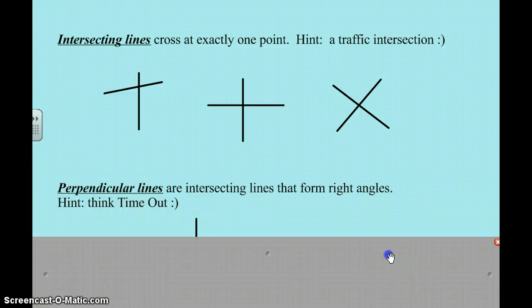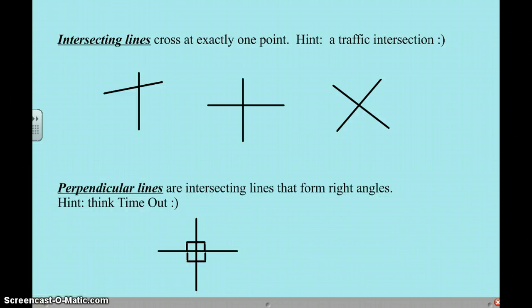And lastly, we have some special intersecting lines. These are special intersecting lines that form right angles, and they're called perpendicular lines. You can think of this when the coach calls a timeout, makes a timeout signal, and that is a perpendicular line, or an intersecting line that is perpendicular. It forms a right angle.